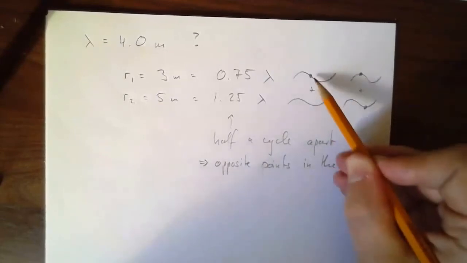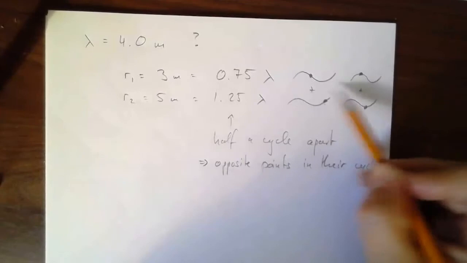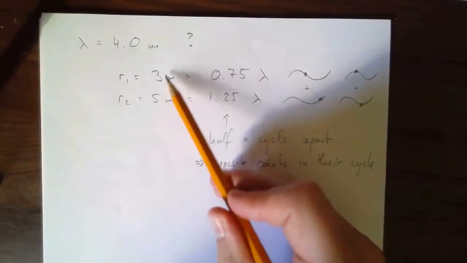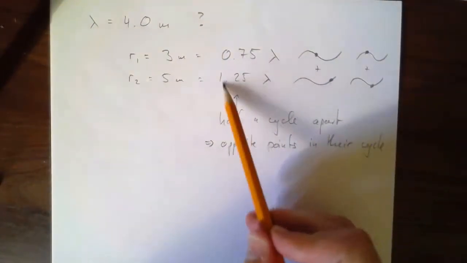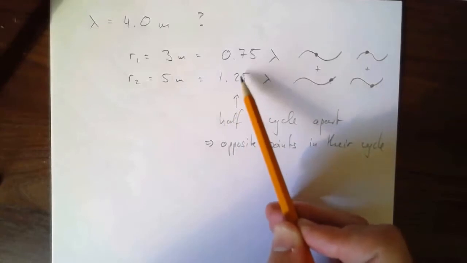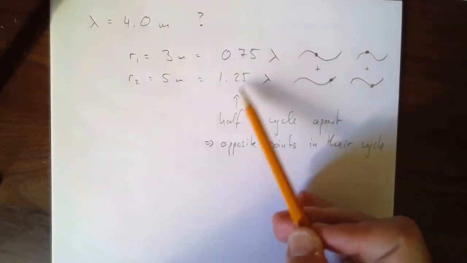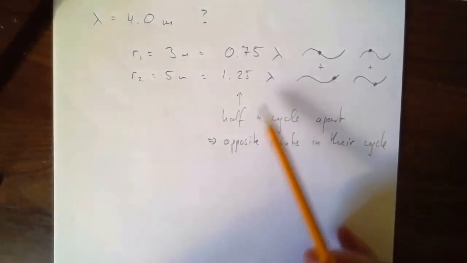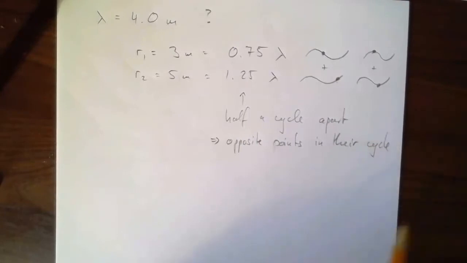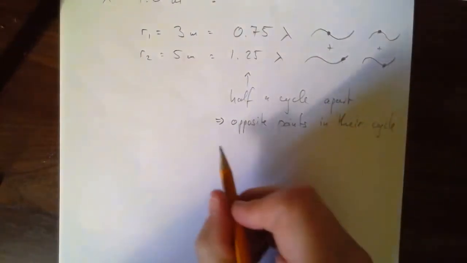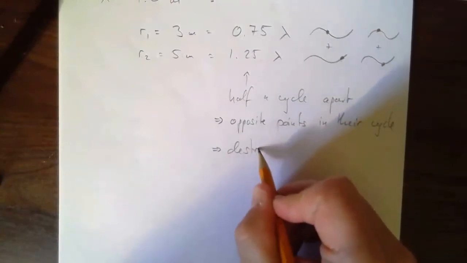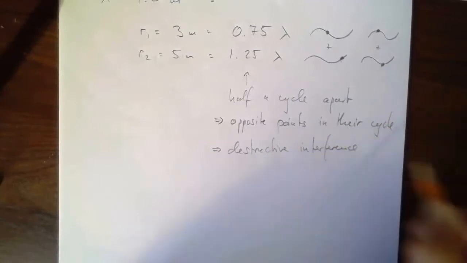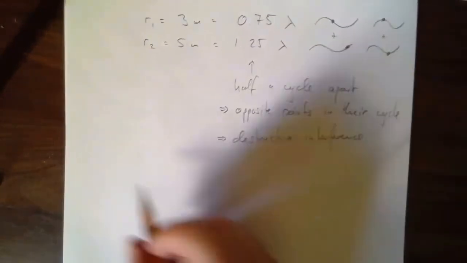But this point plus this point, they're always opposites. It's not going to change because the path difference between them is the same. So this one will always be half a wavelength higher than this one. The difference in path is always the same. It means it will always be half a cycle away from the other one, which means they'll always interfere destructively. Destructive interference.